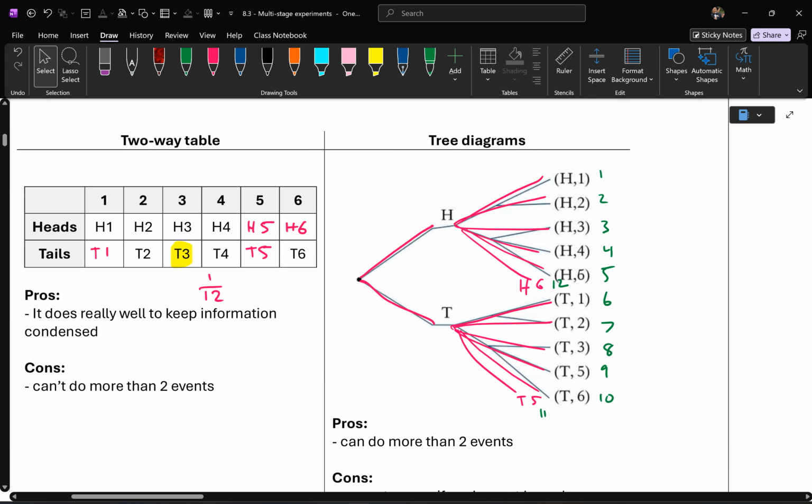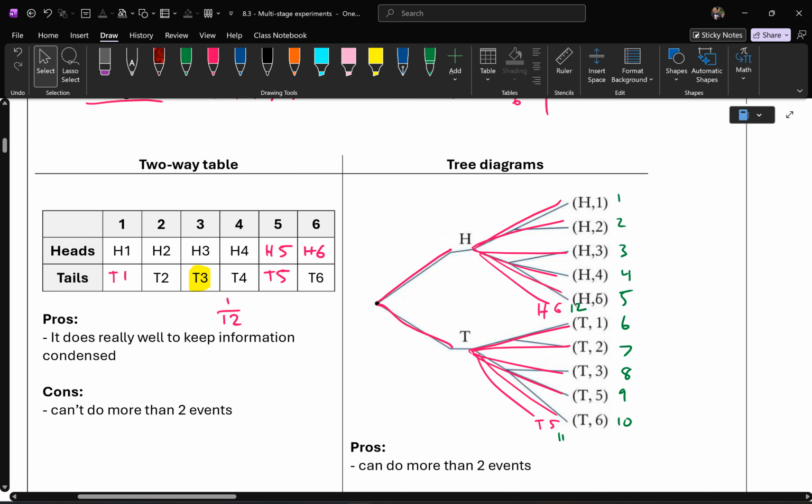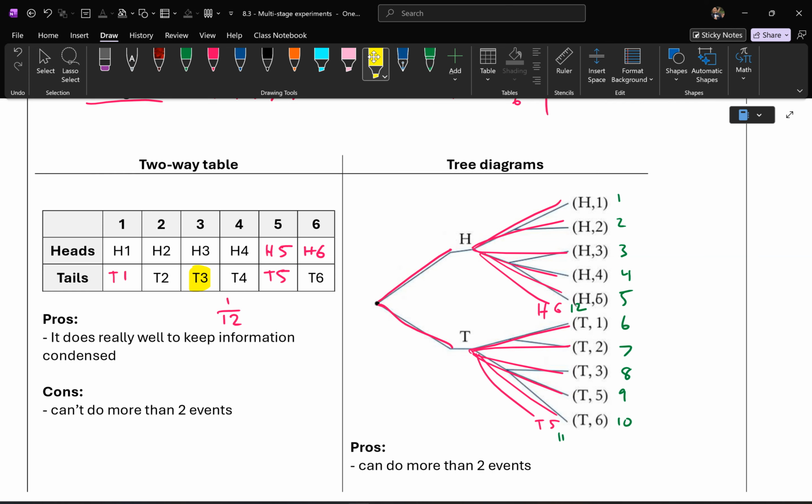Okay, so both of them still get a total out of 12. So if you count them, you get 12 options. And out of all of them, there was only 1 tail and a 3. So it's 1 option out of the 12 options that you've got there.